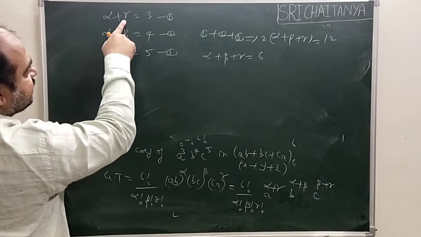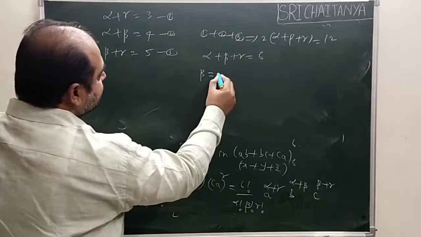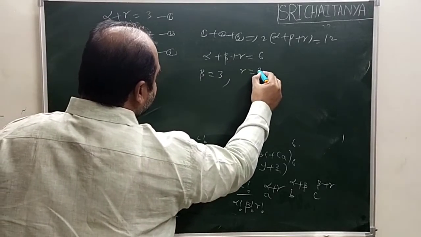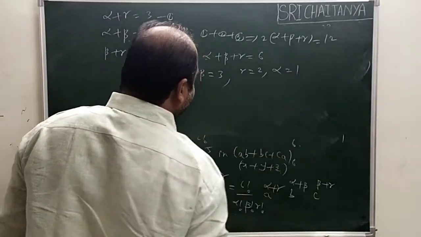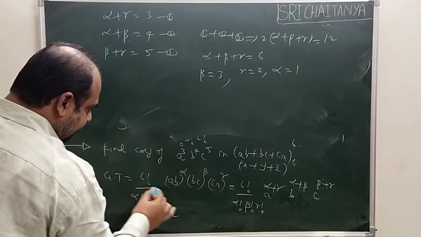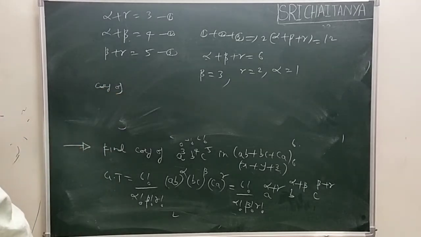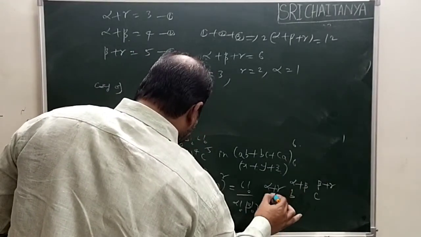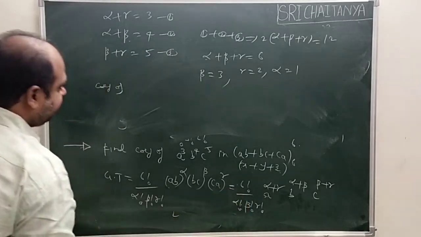Now here alpha plus gamma is 3, substitute. So therefore beta equal to 3. Alpha plus beta equal to 4, so gamma equal to 2. Beta plus gamma equal to 5, so alpha equal to 1. Get the values of alpha, beta, gamma and then substitute here. Therefore the coefficient of a cube, b power 4, c power 5, if you substitute alpha, beta, gamma here, that means your answer is what? This is the coefficient.